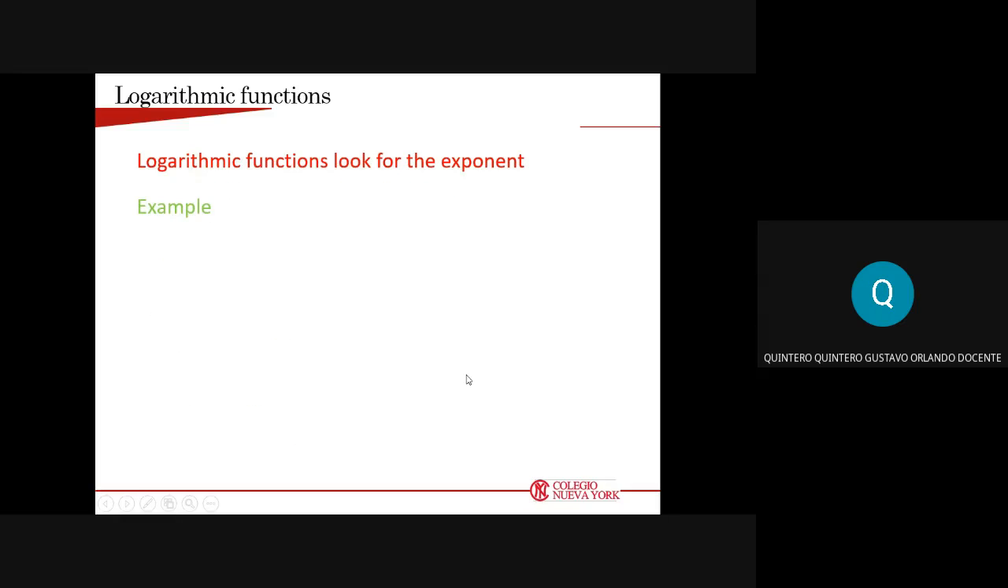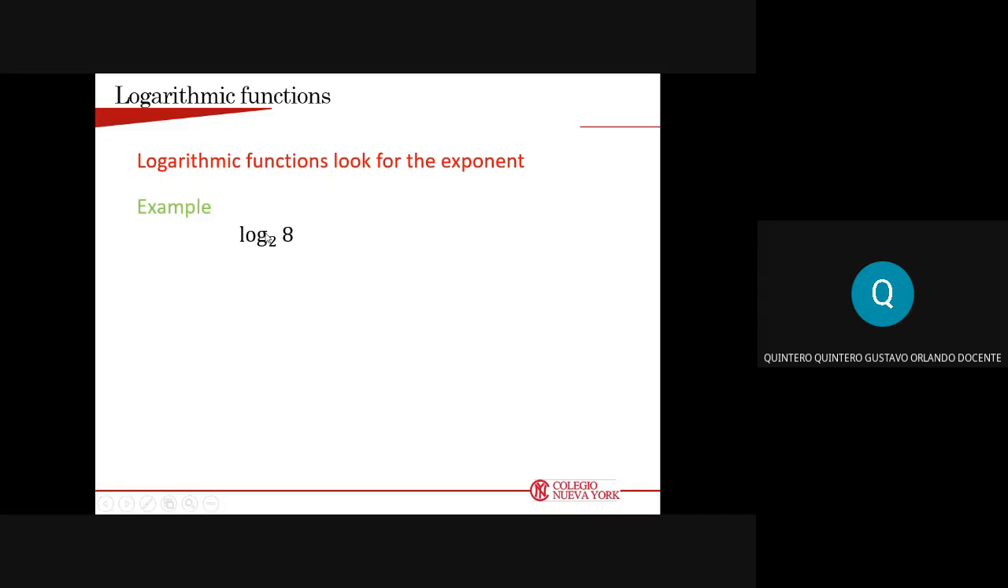Let's try to go into more detail about logarithmic functions, right? I like to say that logarithmic functions look for the exponent. Here's an example of what I mean. Take a look at this. What is this, guys? Logarithm to the base 2 of 8. What is the value of this? How much is this? As I said at the beginning, this is an operation.